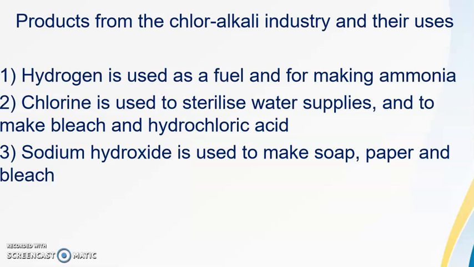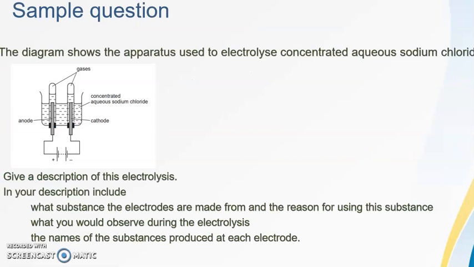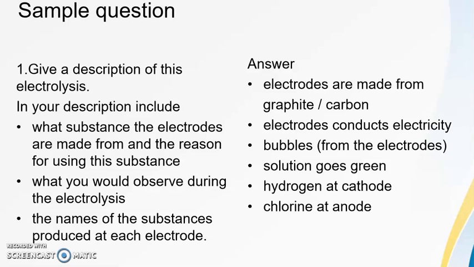Products from the chlor-alkali industry and their uses. As a result of electrolysis of brine, hydrogen, chlorine and sodium hydroxide are obtained. Hydrogen is used as a fuel and for making ammonia. Chlorine is used to sterilize water supply and to make bleach and hydrochloric acid. Sodium hydroxide is used to make soap, paper and bleach. Now let us look at a sample question.